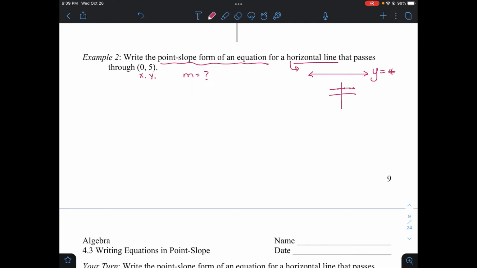So let's think about this for a second. Really, I don't need to know that the equation is y equals a number. What I need to know from this horizontal line is what my slope is. So think about in your head for a second what type of slope we have for a horizontal line. If you thought of 0, you are correct. So my m is equal to 0.